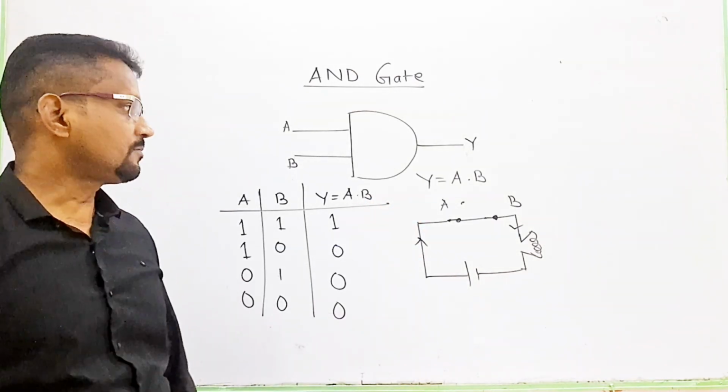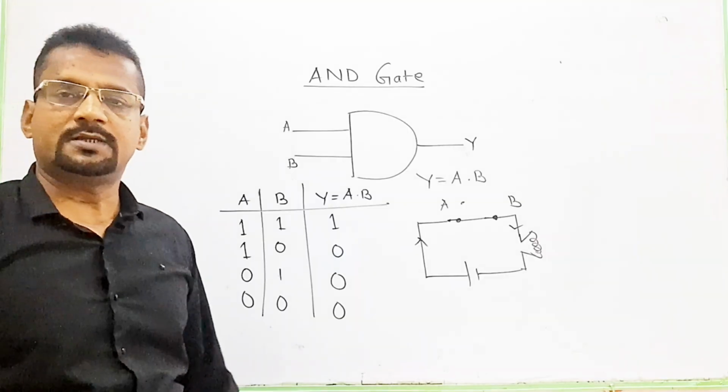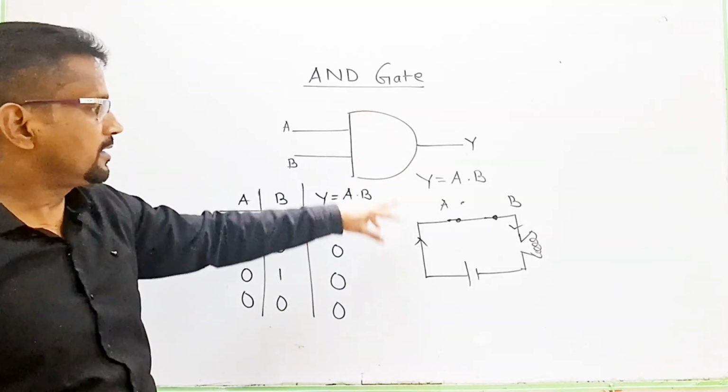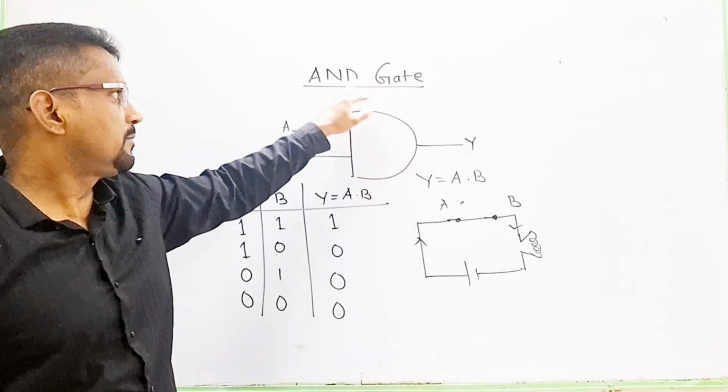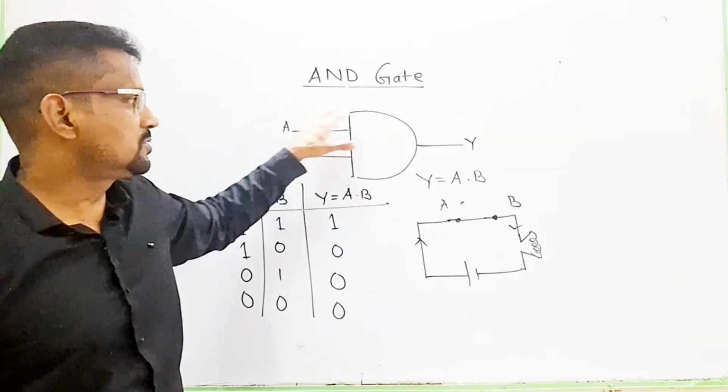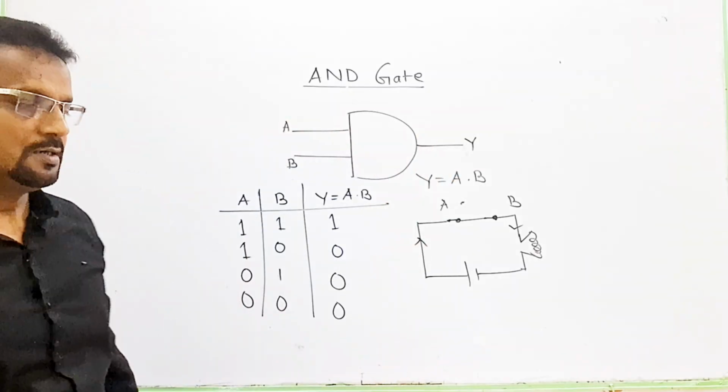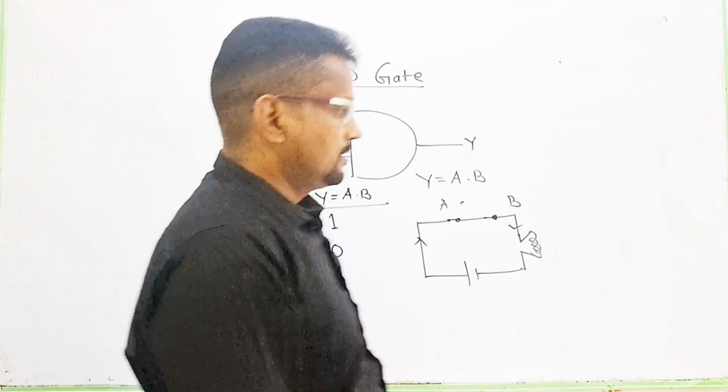You have seen the circuit, how to make the truth table, and the design of the AND gate: take a D shape, two inputs, one output. That's it. Now, let us take the OR gate.